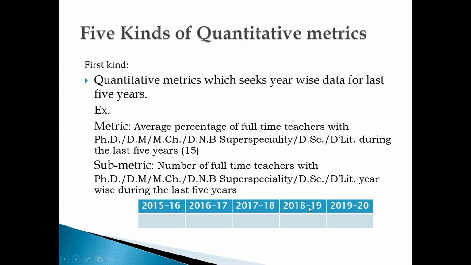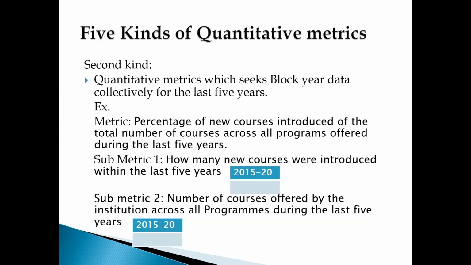The second important type is where we ask for block year data. Block year data means collectively together for all 5 years. An example is the percentage of new courses introduced out of the total number of courses across all programs offered during the last 5 years.